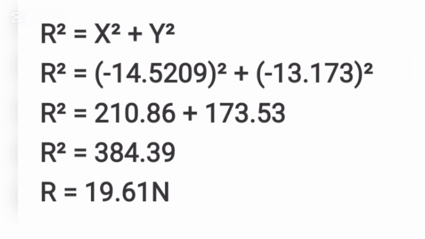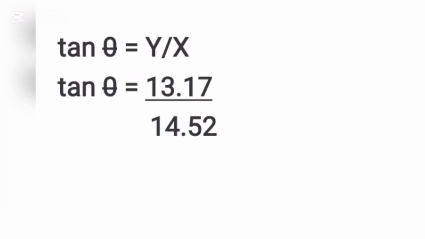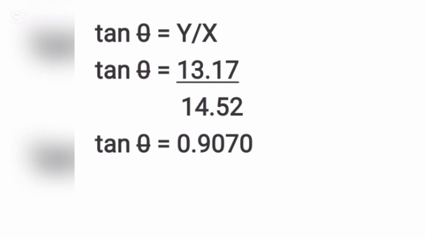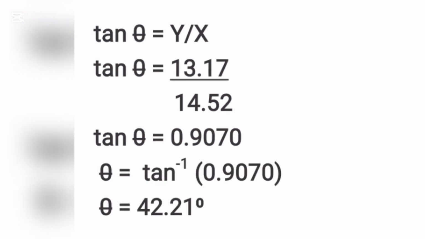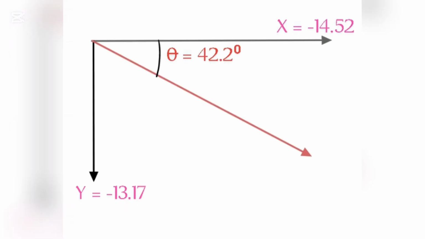We can now find the direction using tan theta is equal to 13.17 divided by 14.52. If you divide that, you will get 0.9070. Finding the inverse of that tan, your theta will be equal to 42.21 degrees. That is the direction of the resultant.